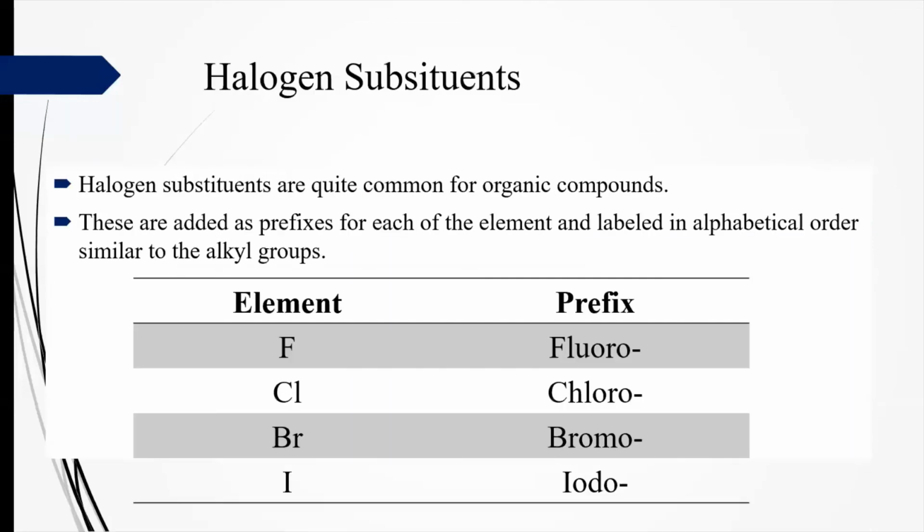Halogens are our next one. The halogens are really common, and that's group 7A. And all we basically do is change their ending to -o, and we add those in, and they go in based on their alphabetical order.